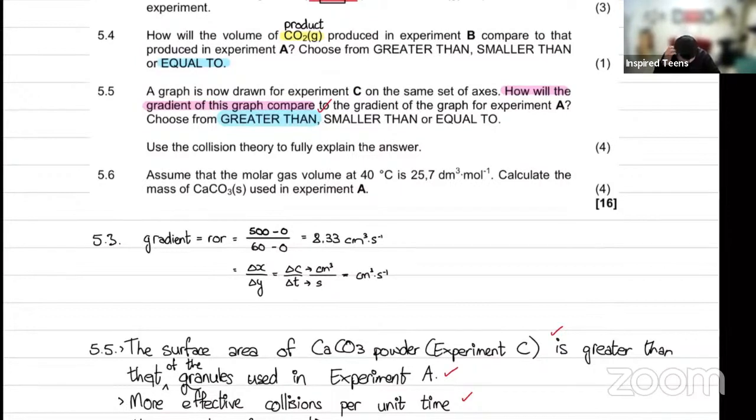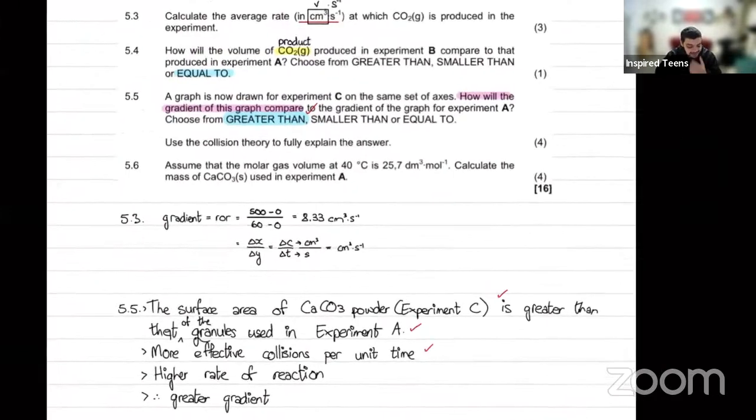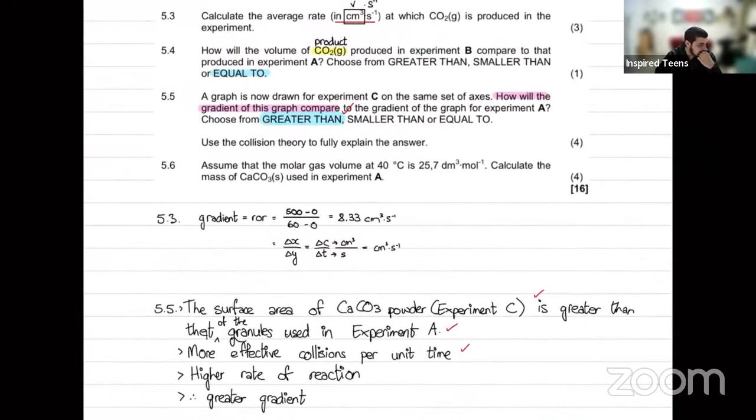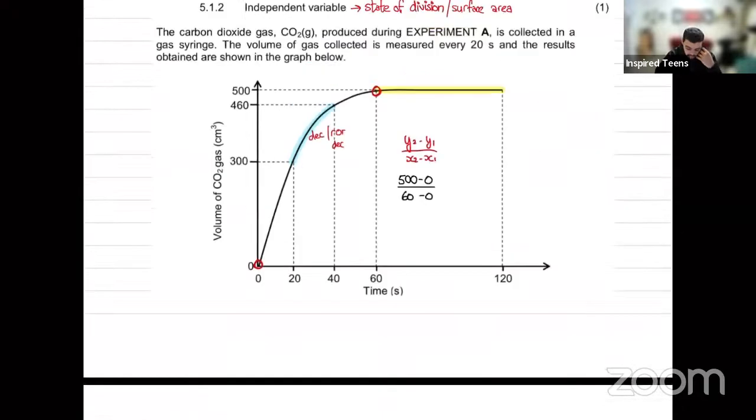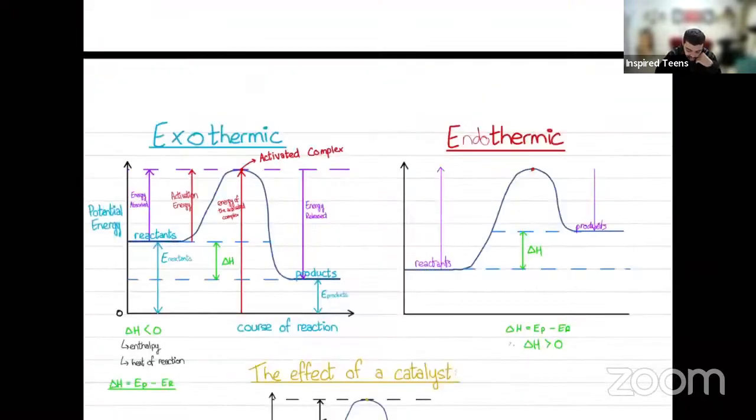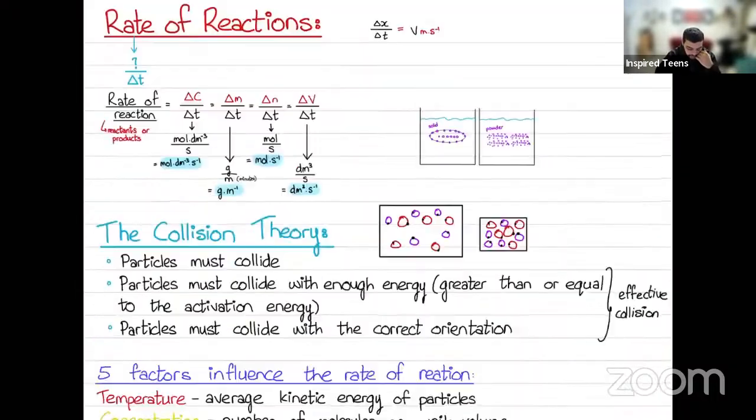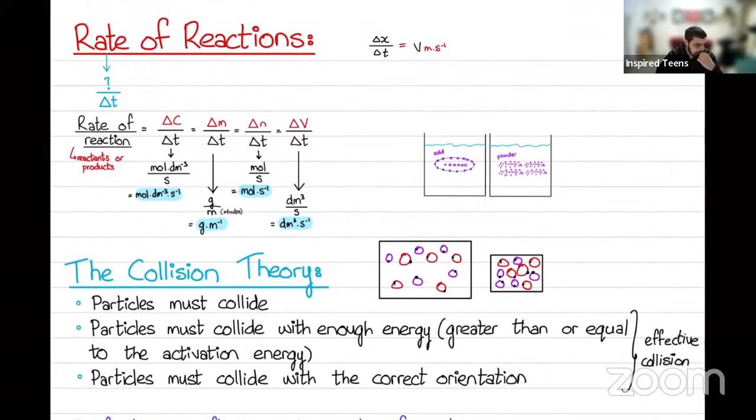5.6 we'll do next time. Assume that the molar gas volume at 40 degrees is that. Calculate the mass of that using experiment A. So this is a geometric calculation. Feel free to attempt it on your own if you'd like, but for now we're going to end it there, and we'll continue on that question next week, as well as do another question, or rather on Monday, actually, when we have our catch up.